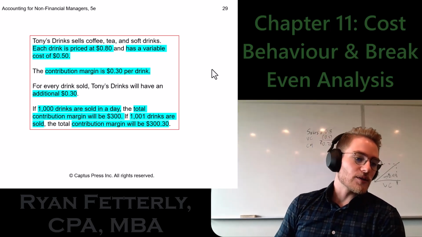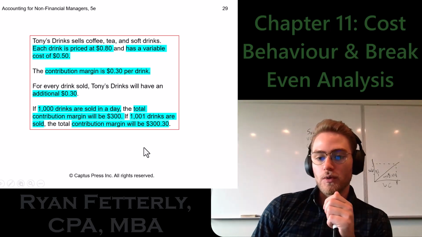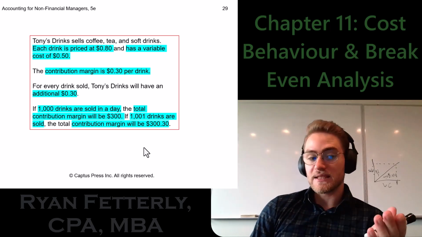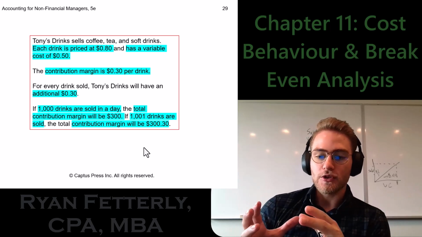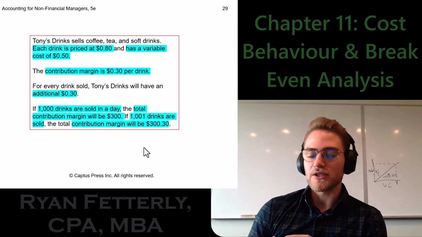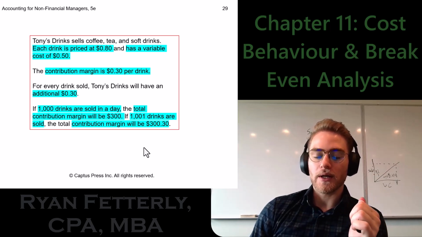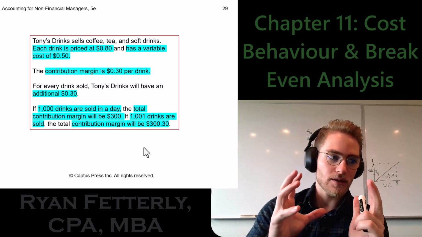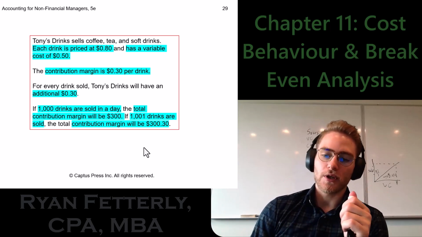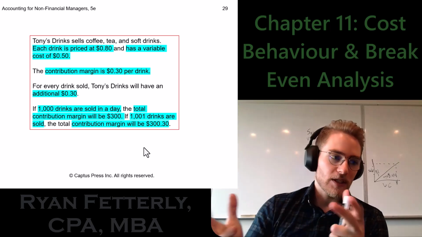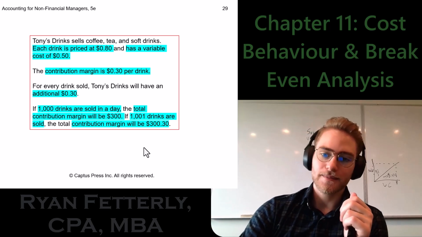So if 1,000 drinks are sold in a day, the total contribution margin would be $300, right? We sell one more, at 1,001, and our contribution margin goes up by 30 cents, because it goes up by 30 cents a unit. Again, the contribution margin on 1,000 drinks would be the $1,000 multiplied by the 0.3, the 30 cents, which gets us to $300 in contribution margin. And every time our sales go up by $1, our contribution margin simply goes up by 30 cents, okay?